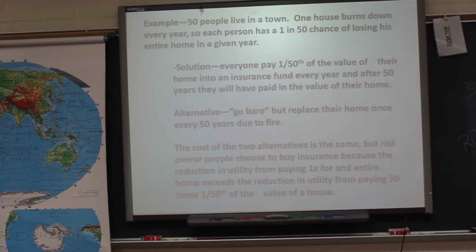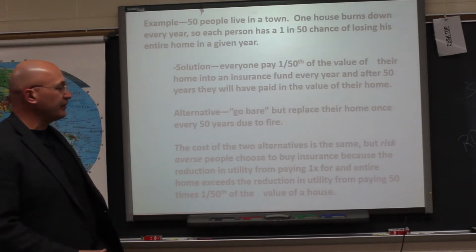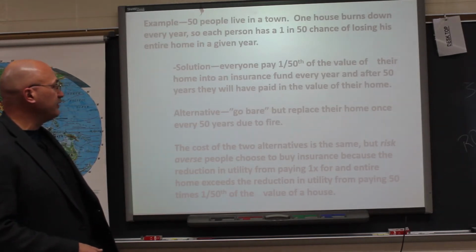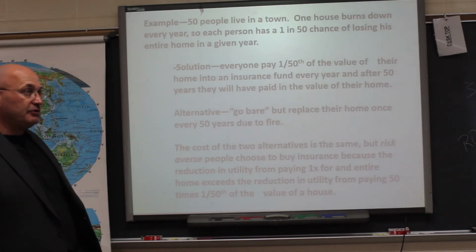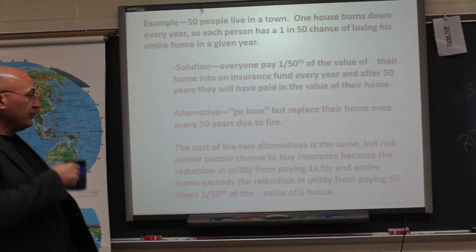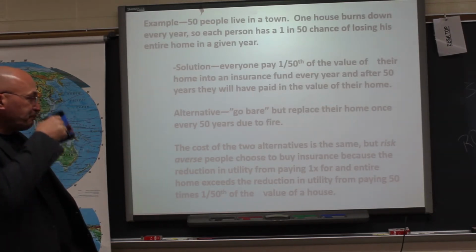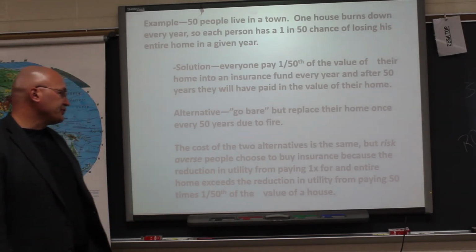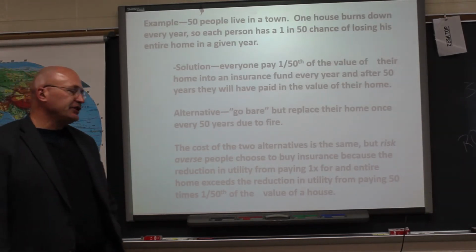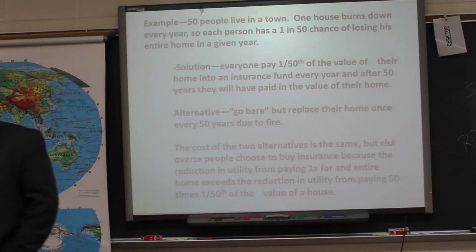Now, if I've got 50 people living in a town, and a house burns down, each person has a 1 in 50 chance of losing his entire home in a given year. So we have everybody pay 1/50th of the value of their home into a fund, and after 50 years, they would have the value of the home there for them. The alternative is to go bare, but replace your house. The cost is the same, but risk-averse people choose to buy insurance because there's a reduction in utility from paying one time a year as opposed to all of it at once.